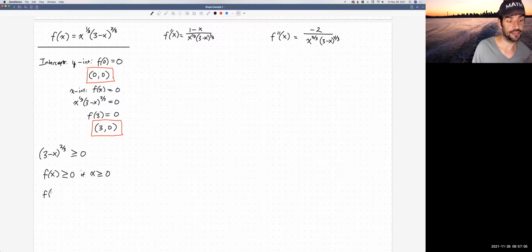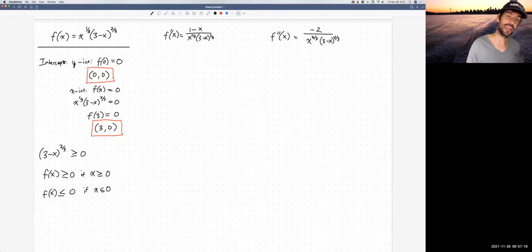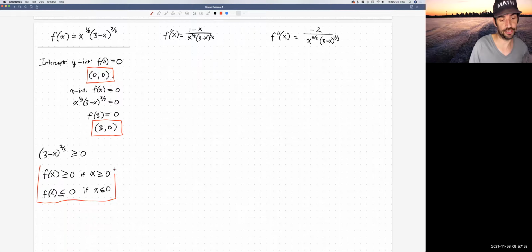And f of x is less than 0 if x is less than, we can do less than or equal, it doesn't really matter. Just at those zeros, it's equal to 0 on both of them. But more importantly, if x is positive, f is positive. If x is negative, f is negative. And so that gives us some more good information about our function, right? We're just understanding what this function does.